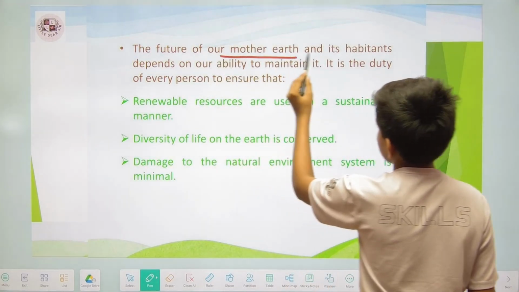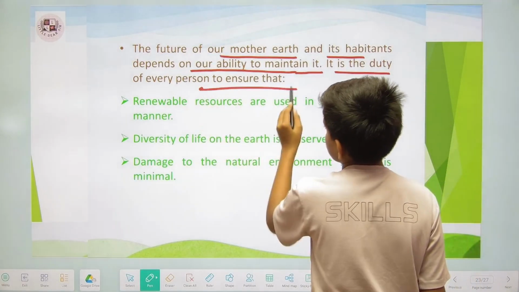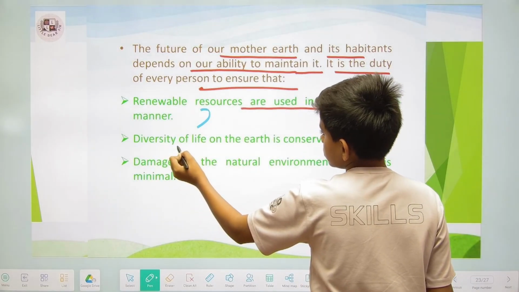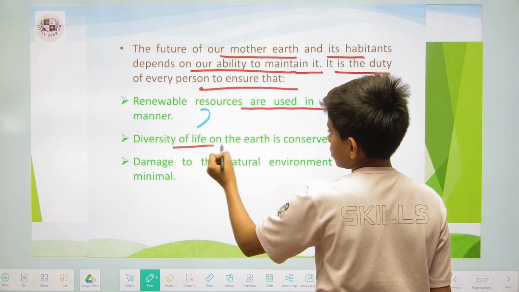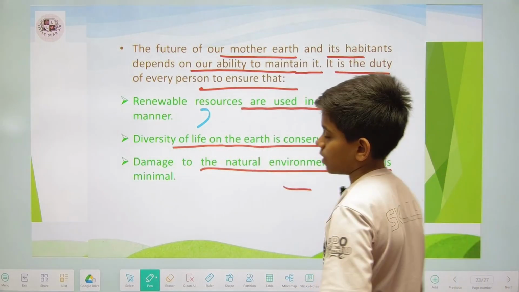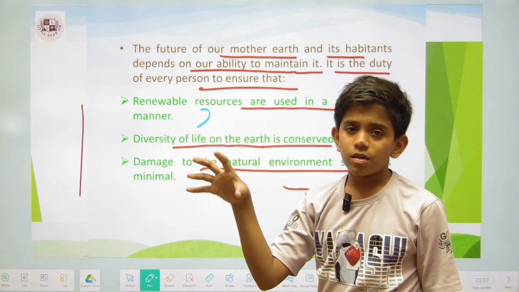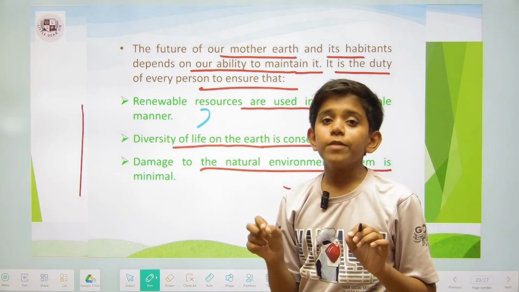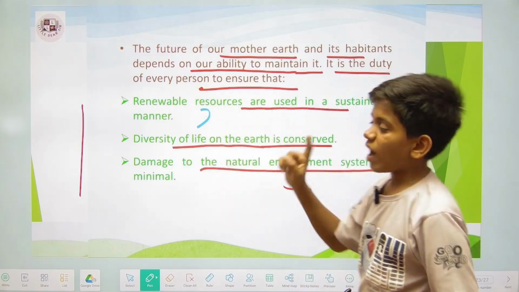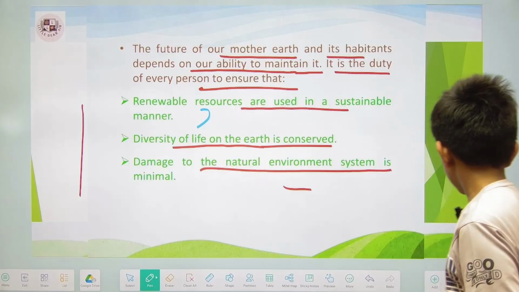The future of our Mother Earth and its habitats depends on our ability to maintain it. It is the duty of every person to ensure that renewable resources are used in a sustainable manner, diversity of life on the earth is conserved and damage to the natural resource system is minimal. So these 3 things which you have seen here are very important as a human citizen. The motive of learning this chapter is the same. It is given in only one slide, why should we learn this chapter. In 8th standard you should learn all about these things.